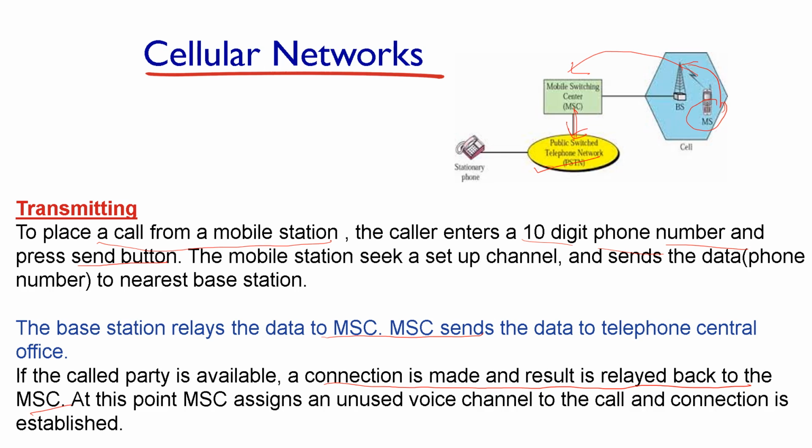And this public switched network searches for the receiver of the call. If it is available, then the connection is made by the PSTN, and this information is relayed back to the MSC, and the MSC will assign a channel for the call and the connection is established.